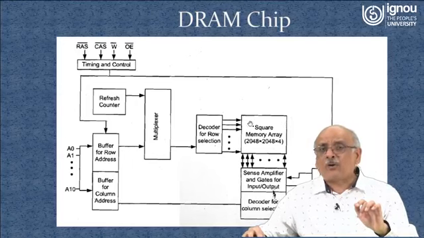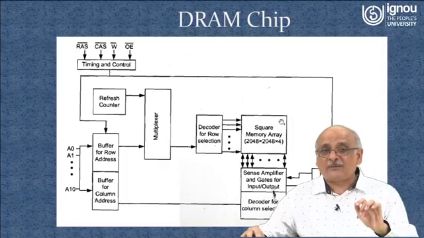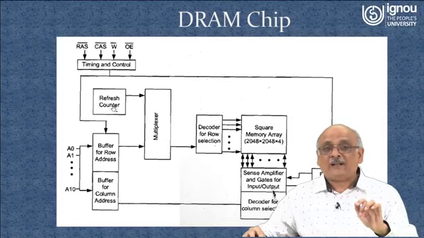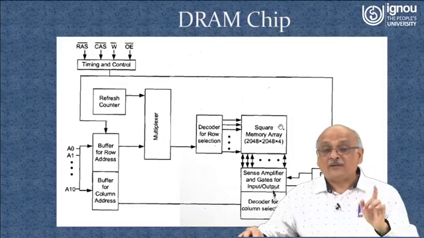But in what way is refreshing done? A complete row is refreshed in one go, right? So a particular row will be selected and the complete row, that means 2048 into 4, all those cells will be refreshed at the same time. So this multiplexer ensures that if the refresh counter has been activated, a particular complete row is refreshed at that point of time. So this is how this whole DRAM chip is going to work.